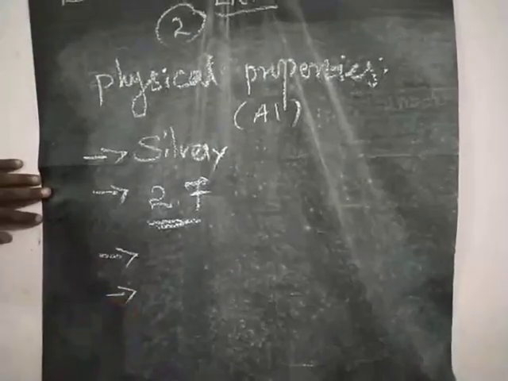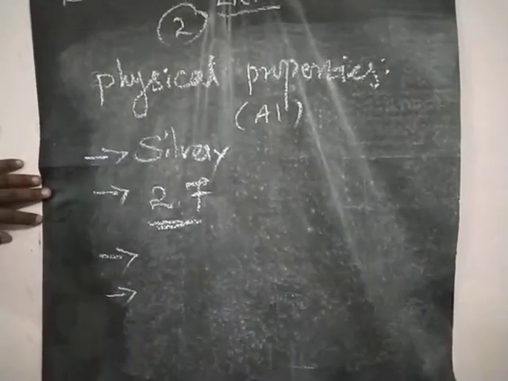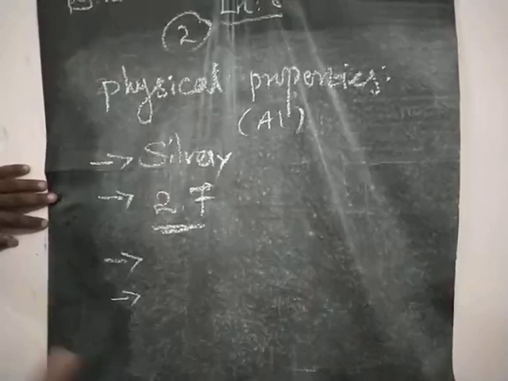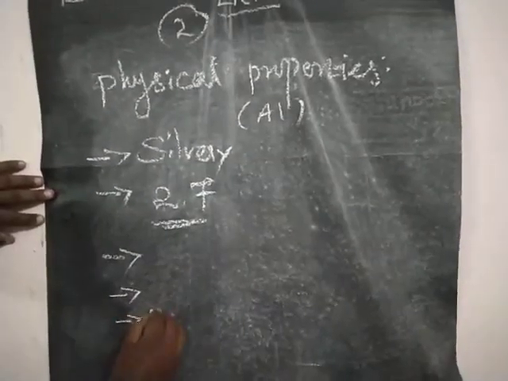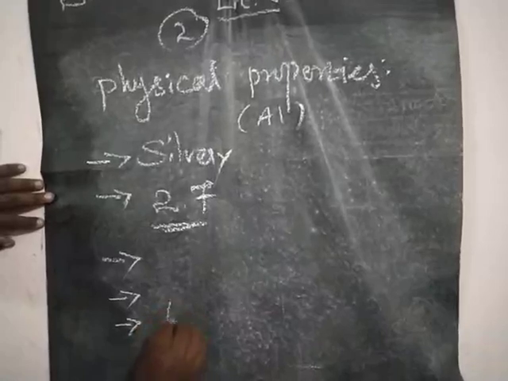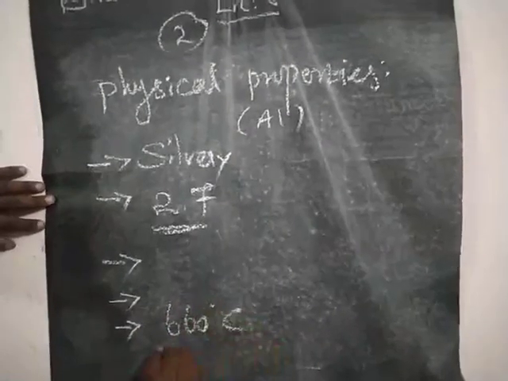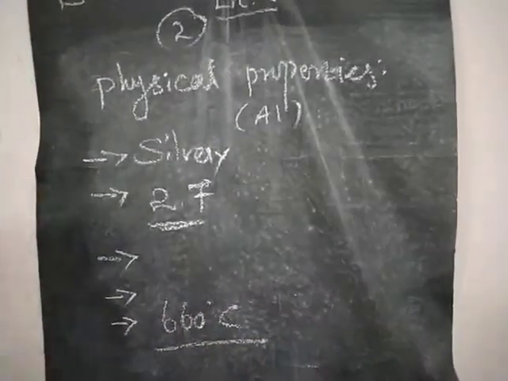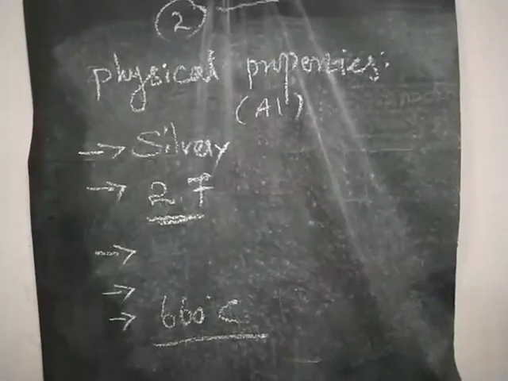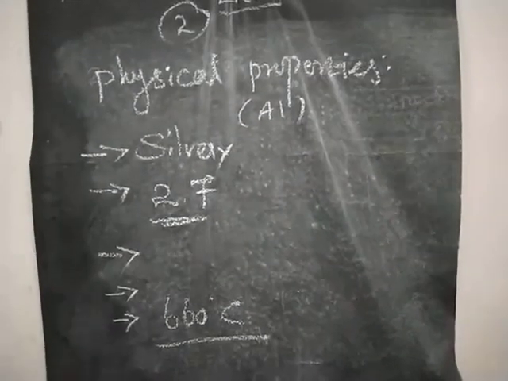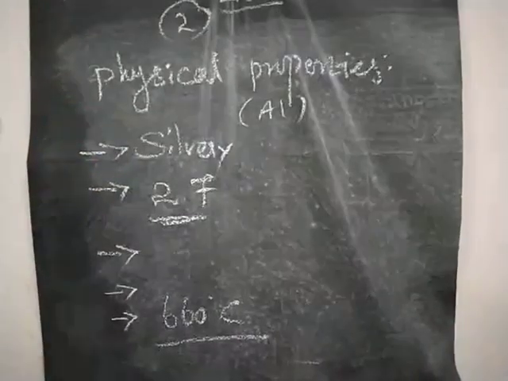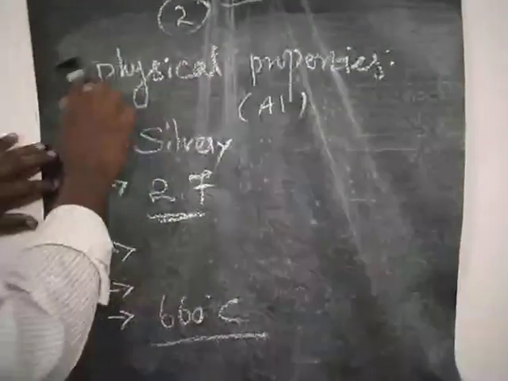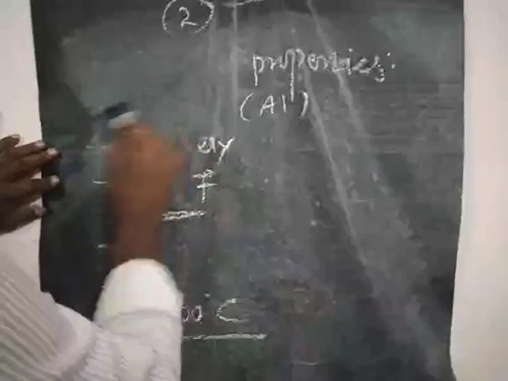Fourth one, it is a good conductor of heat and electricity. Fifth point, it has a melting point of 660 degrees Celsius. The last point, it can be polished to produce a shining, attractive appearance. So these are all the physical properties of aluminium. Next, chemical properties of aluminium.